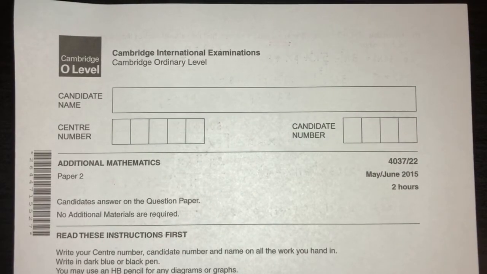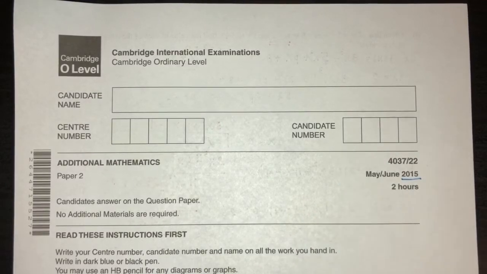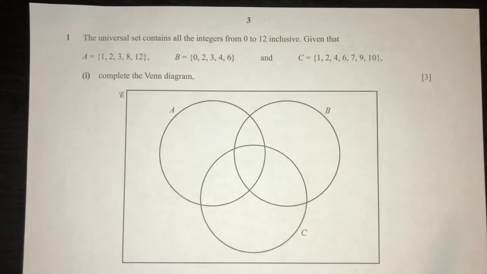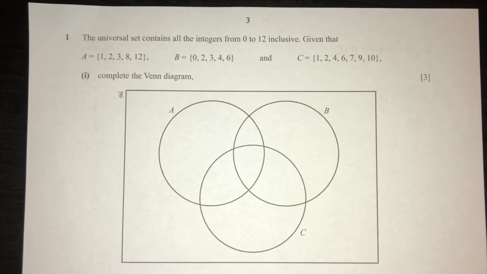This one is paper 2-2 of May-June 2015 for AddMath. So let's move on to question number 1. Here we have the universal set contains all the integers from 0 to 12 inclusive, which means it is 0, 1, 2, 3, 4, 5 until 12 for the universal set.